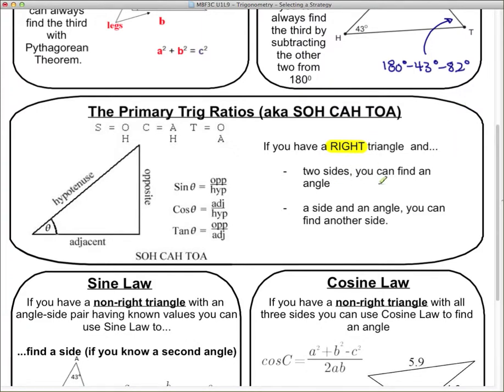So if you have 2 sides, you can find an angle in the triangle. So any of these 2 sides, you can use sine, cos, or tan in this ratio form to find an angle. Or if you have an angle and a side, then you can find any other side. Remember, you need 2 sides for Pythagorean theorem. You only need 1 side and an angle for primary trig ratios.